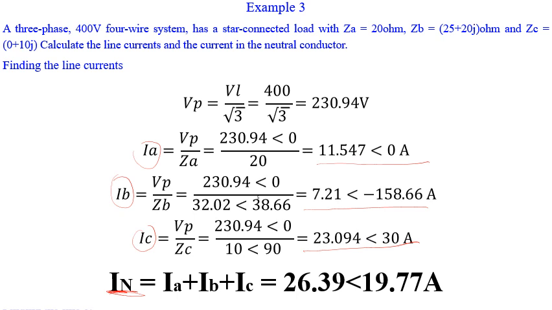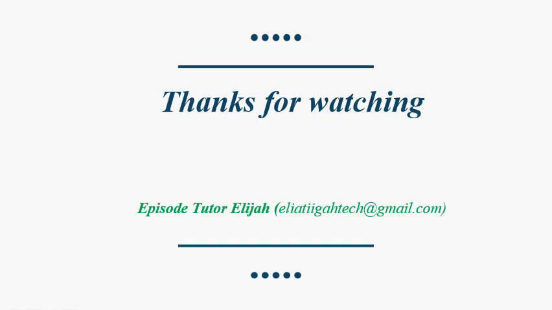So this is how we simply calculate a three-phase unbalanced load with a four-wire feed. This is how we calculate the current in the neutral line or the neutral branch. So kindly take your time and go through it.